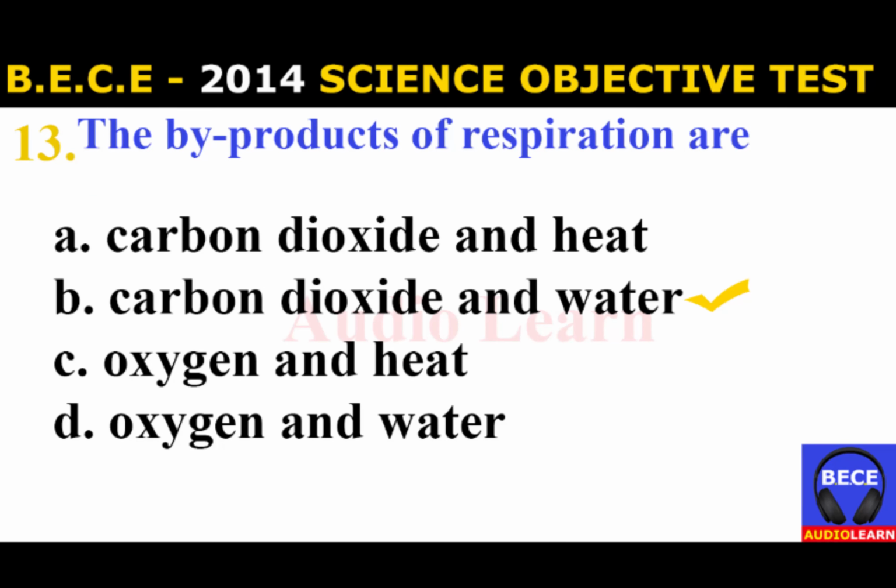Number 13. The byproducts of respiration are A. Carbon dioxide and heat, B. Carbon dioxide and water, C. Oxygen and heat, D. Oxygen and water. And the answer is B. Carbon dioxide and water. The byproducts of respiration are carbon dioxide and water.